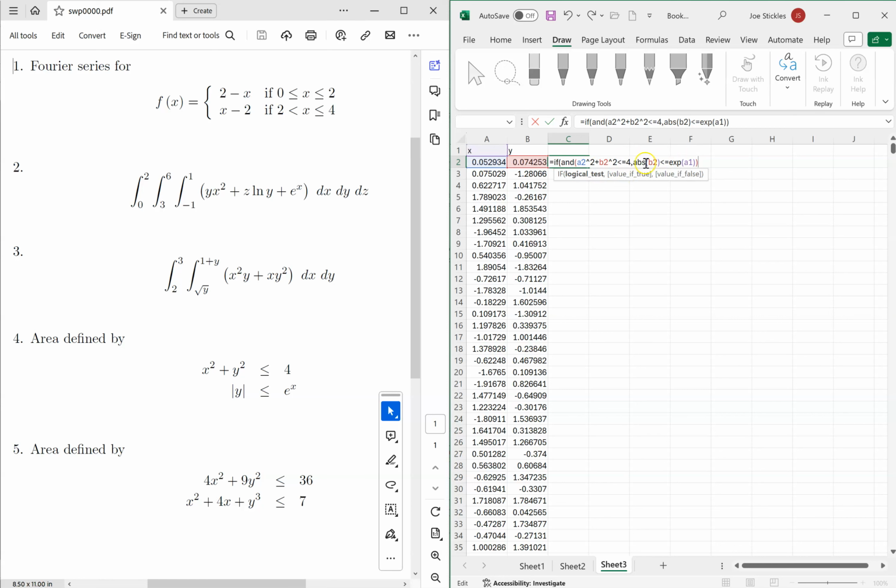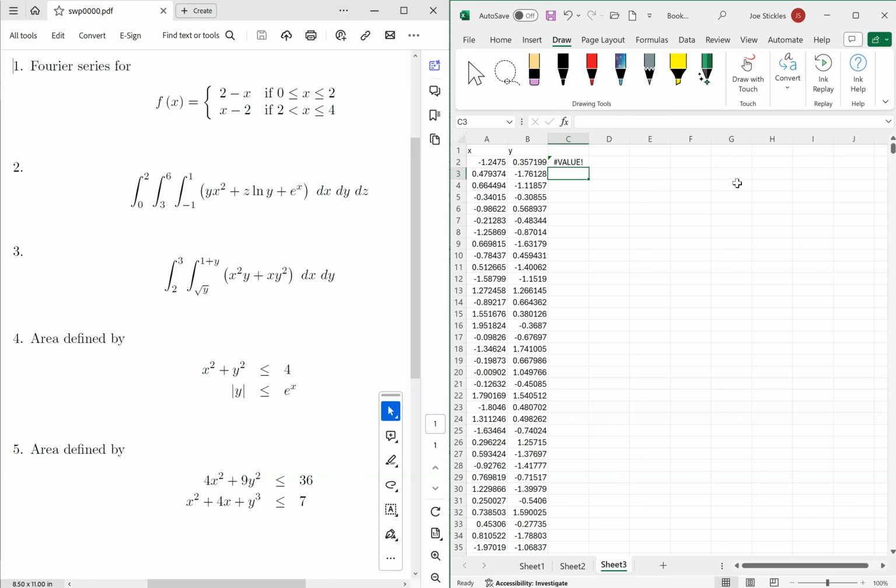If the point is in the circle and the absolute value of the y coordinate is less than or equal to e to the x coordinate, that's a good point, otherwise it's a bad point. So if it's true, I'll use a 1. If it's not true, I'll use a 0. Notice I've got this value error here. It's because I typed A1 instead of A2 in for my EXP, which is trying to take EXP of a letter, which it doesn't understand. I wanted a number there, so I needed to change it to A2. My apologies for that. So let's copy this and paste it all the way down.